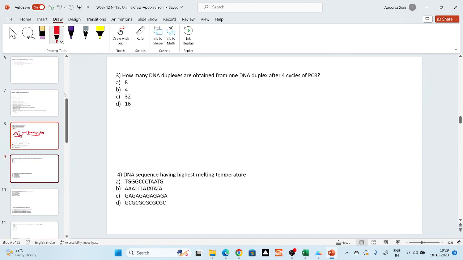The next question is, how many DNA duplexes are obtained from one DNA duplex after 4 cycles of PCR? These questions we have already studied. I have just compiled some questions, and some questions are new, some questions we have already dealt with. So, how many DNA duplexes are formed from one DNA duplex after 4 cycles of PCR? What is the formula?